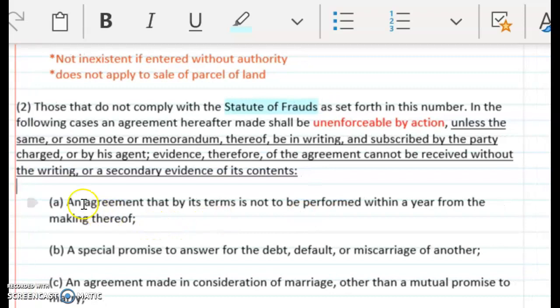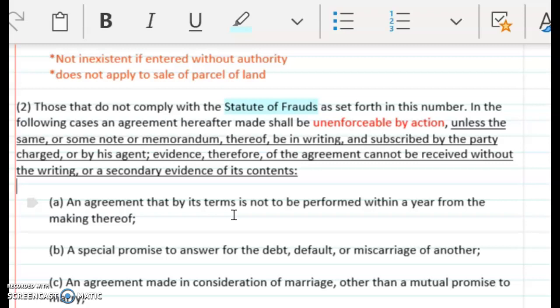So let's have here an agreement that by its terms is not to be performed within a year from the making thereof. It's hard to find an example, guys. But what it really means is that a contract is within the statute if the time for the full performance of the contract exceeds a year, although the excess is ever so little.